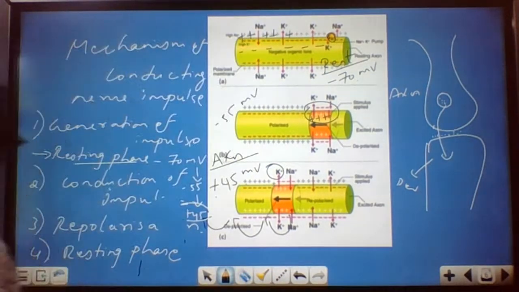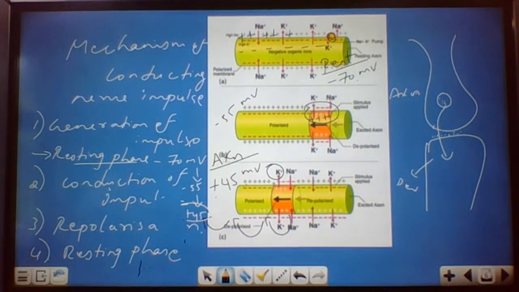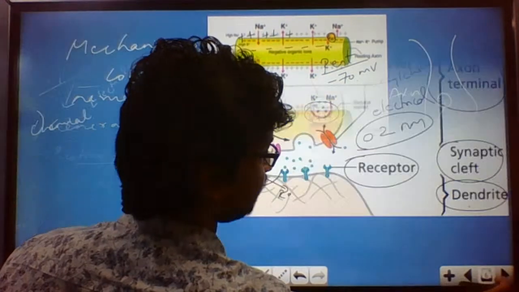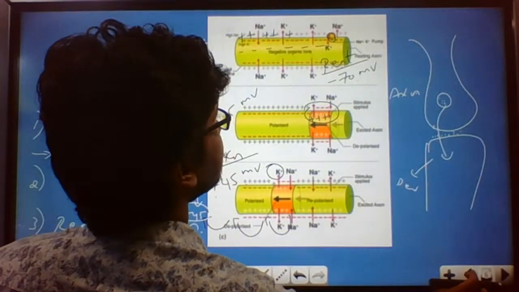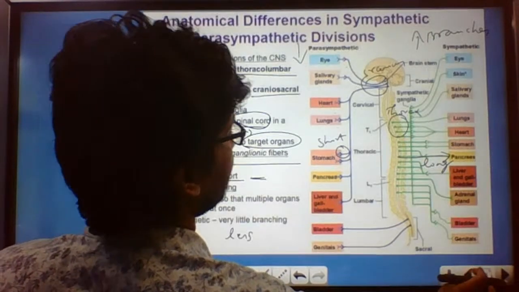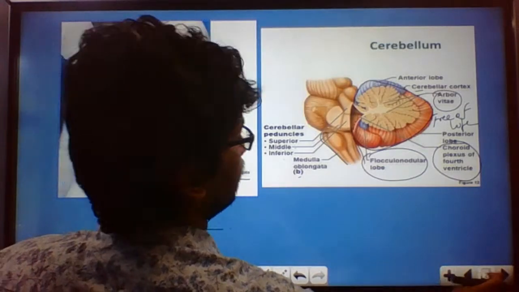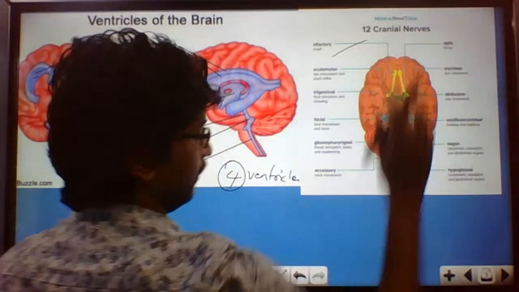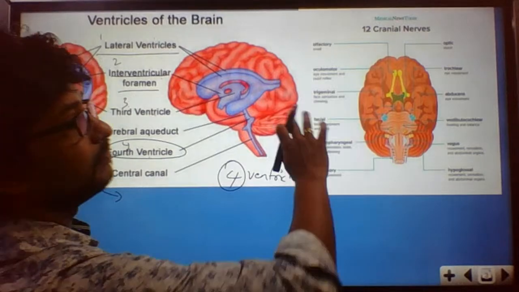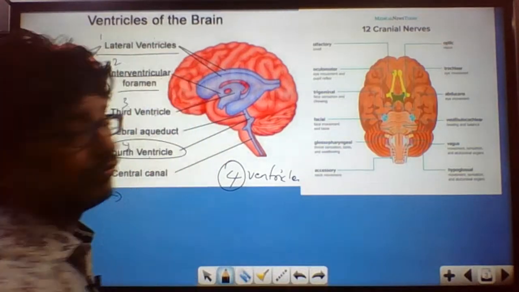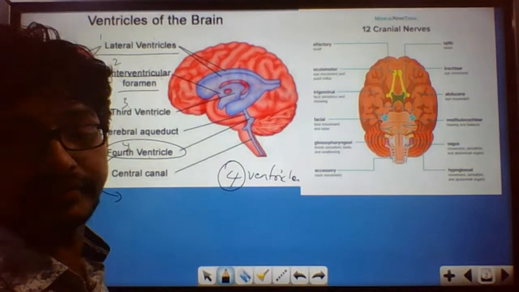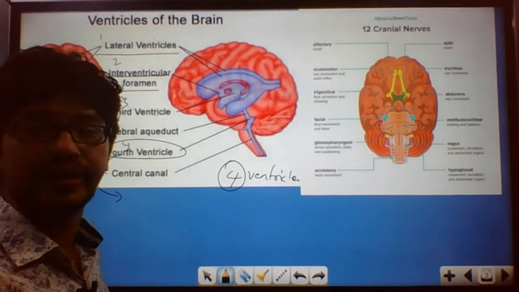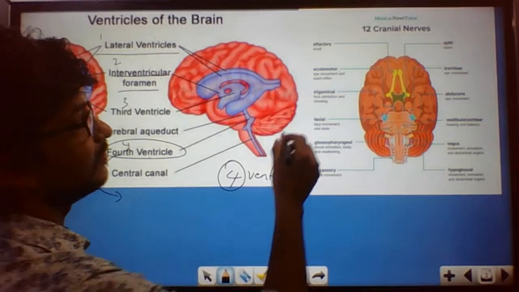Next we move on to the next part, that is the sense organs. Before going to the sense organs, we discussed the spinal cord, the cross section of the spinal cord. This is a slide I forgot to show. Guys, listen. These are the 12 cranial nerves. We discussed the spinal nerves, right? So these are your cranial nerves.